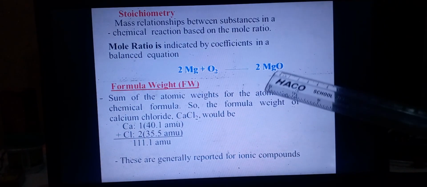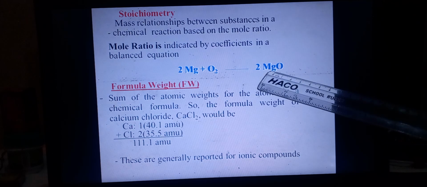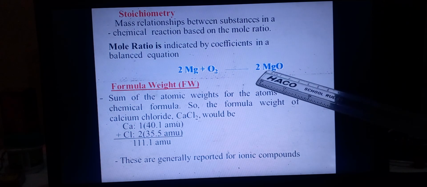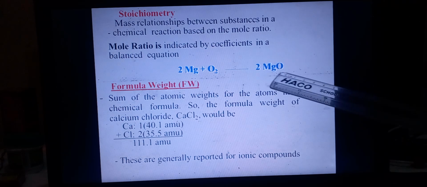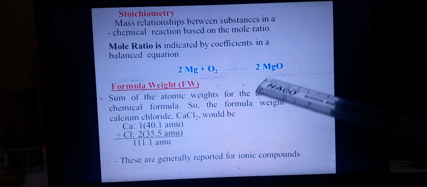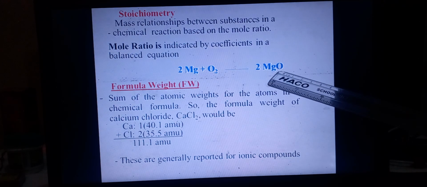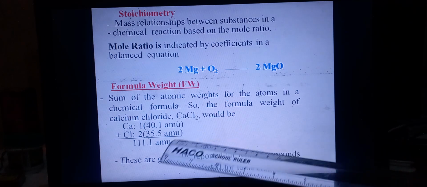Like in magnesium oxide, we know that 1 atom of magnesium usually has a mass. It's normally given a mass of 24. So you take 24 plus oxygen, which is 16. It will give us the mass of magnesium oxide. So the same thing has been explained here.